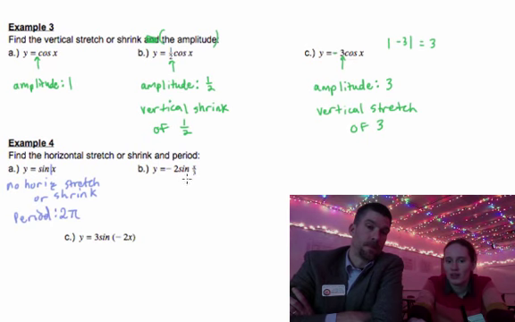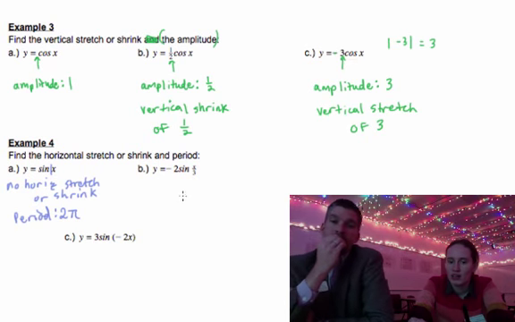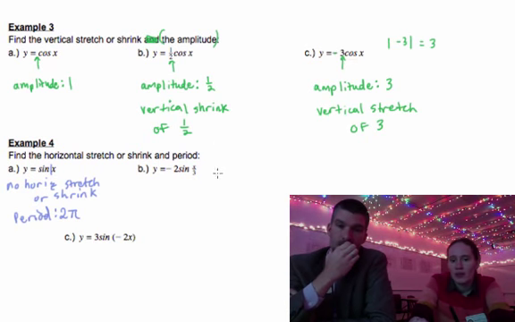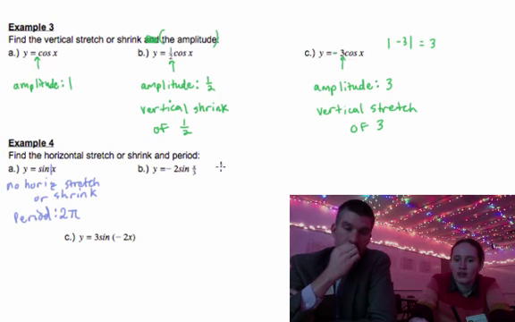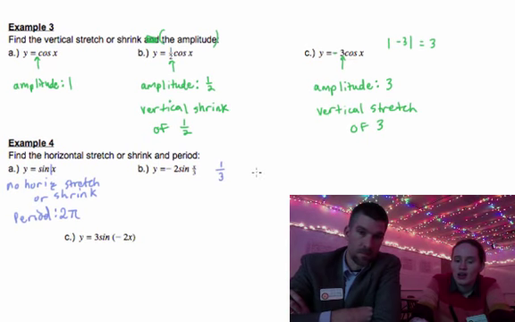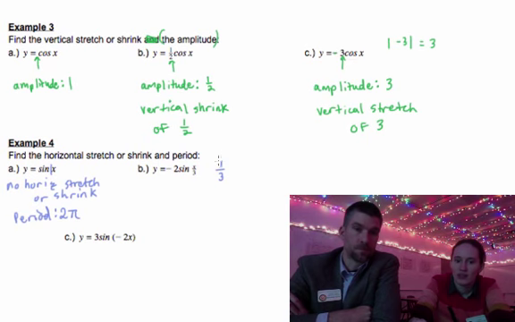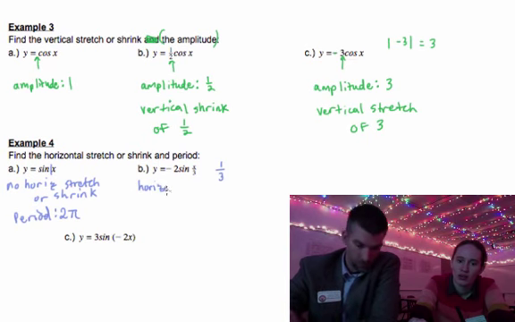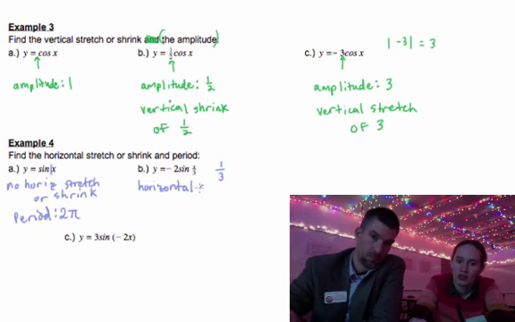Now on this one, -2 sine of x over 3, we've got a 1/3 in front of x. When we talk about horizontal stretches and shrinks, if this is a fraction, that means we're stretching. It's the reciprocal. So this is a horizontal stretch by 3.